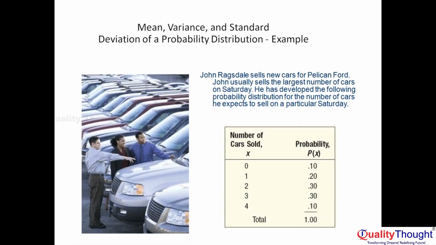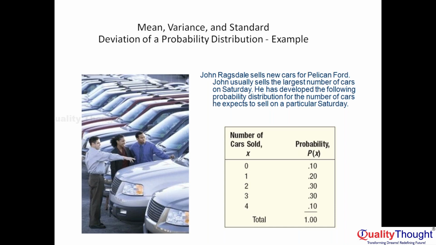John Ragsdale sells new cars for the Pelican Ford. John usually sells the largest number of cars on Saturday. He has developed the following probability distribution for the number of cars he expects to sell on a particular Saturday. So now this is the chart showing the probability and number of cars sold. Please identify the mean, variance, and standard deviation.